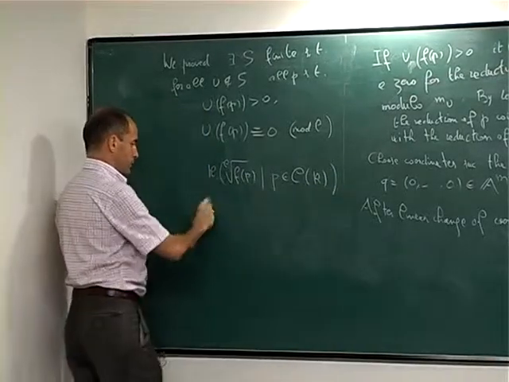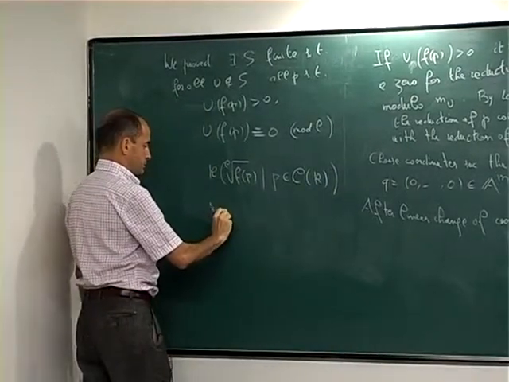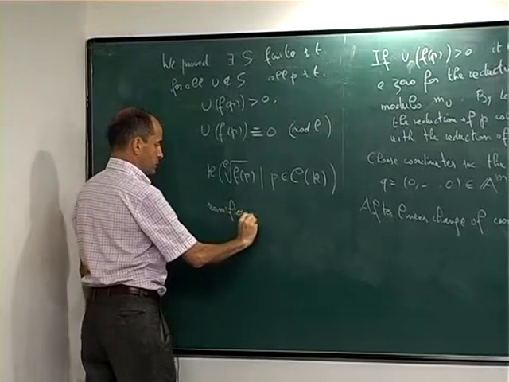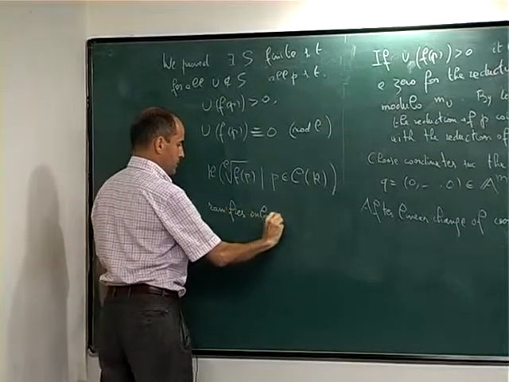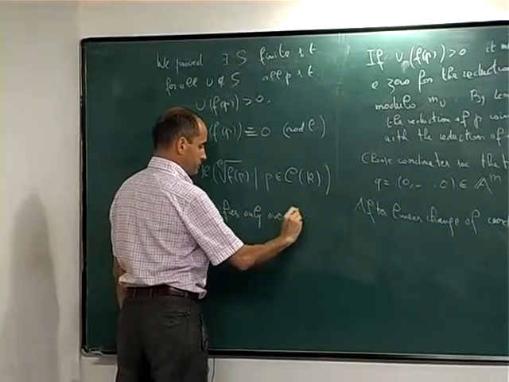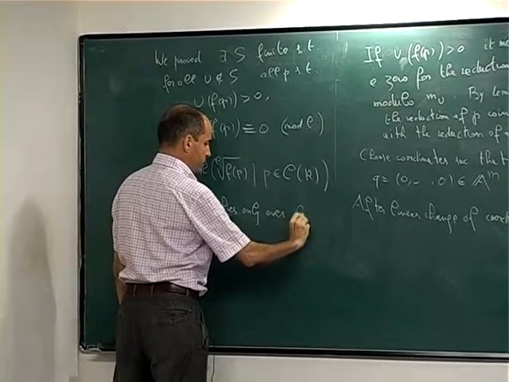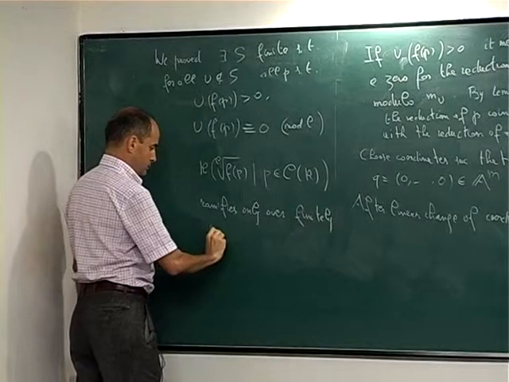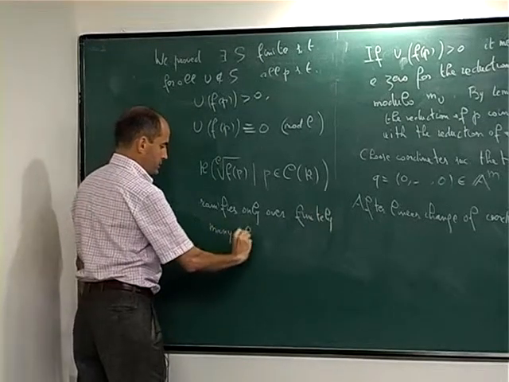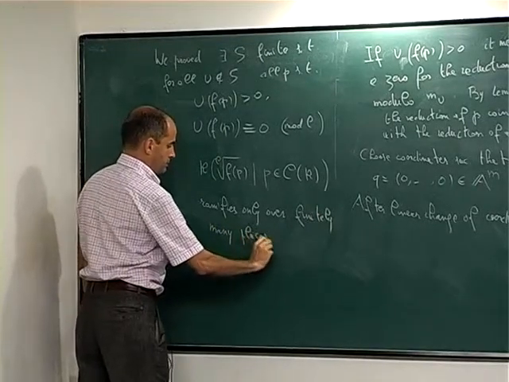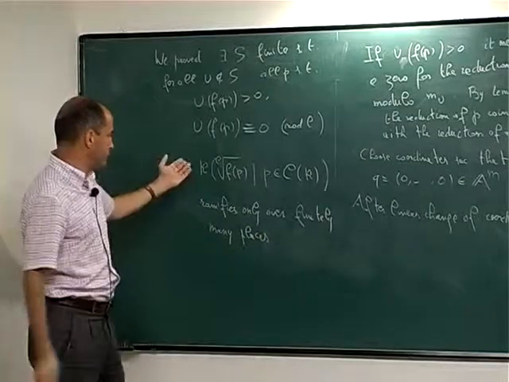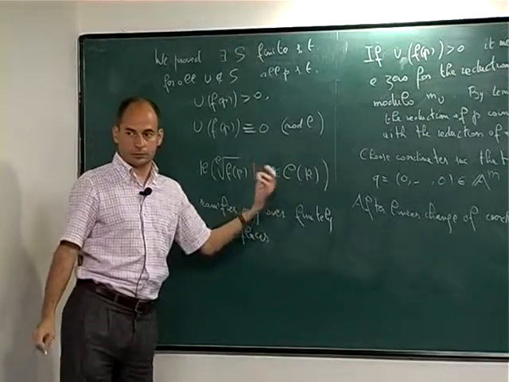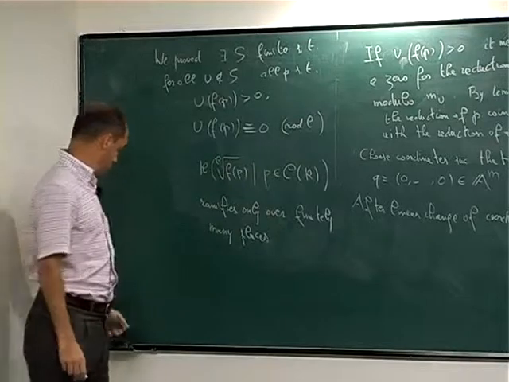This ramifies only over finitely many places. And this proves that it is a finite extension of K. Okay.